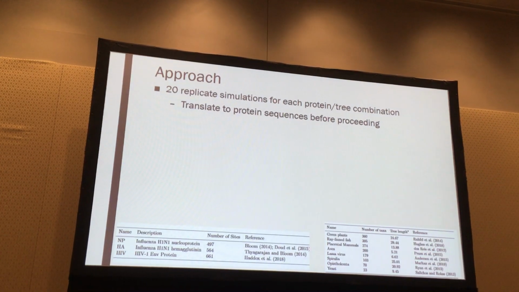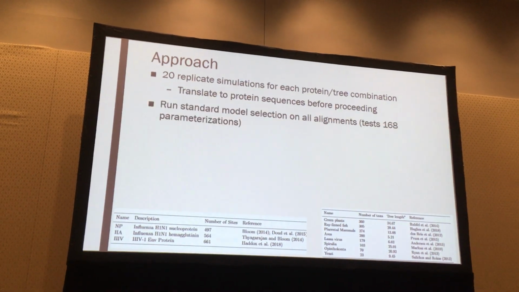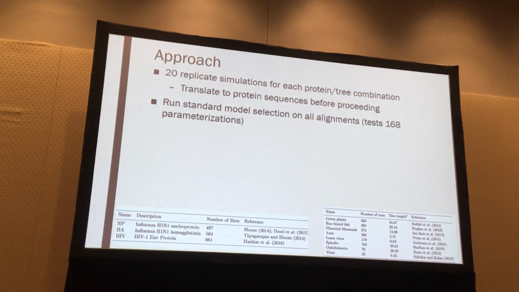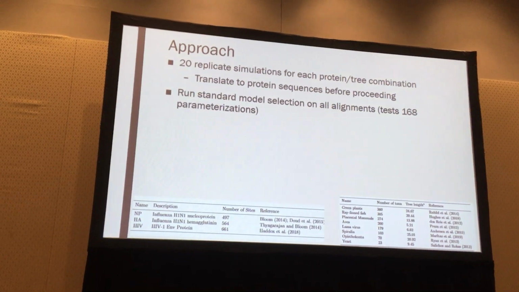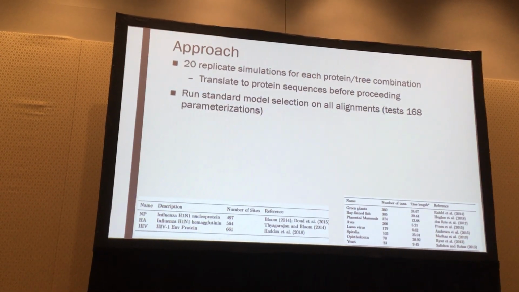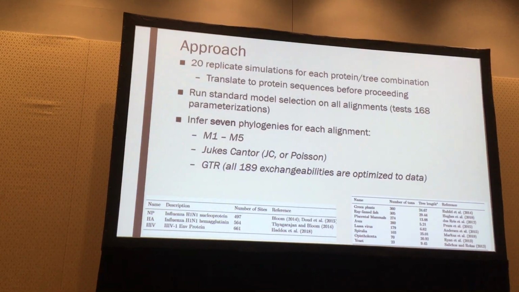Okay, and again, since simulation was done at the codon level, I translated everything to amino acids before proceeding. I ran standard model selection on all alignments, which looks among 168 different parameterizations of amino acid models to determine which one best fits the data. Then I inferred phylogenies for each alignment.